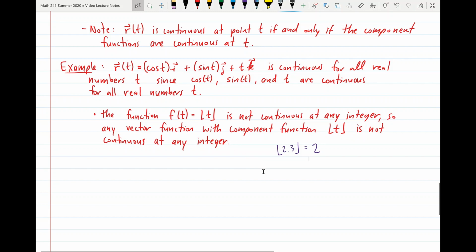For example, if we took our vector valued function from above, the r of t, but we replaced the k component, instead of being t, with the floor function of t, we would now have a vector valued function that is not continuous.